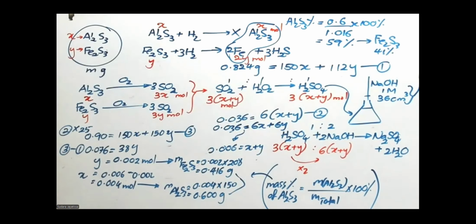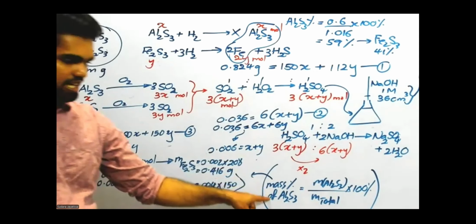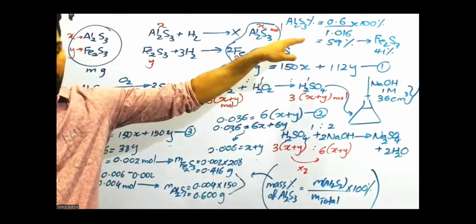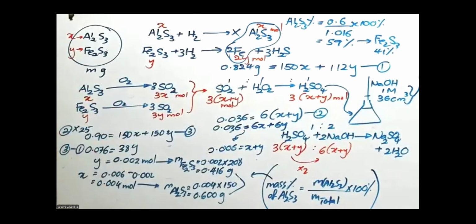Then since they are asking for the mass percentages, we need the masses of them, and then apply like this. I did the simplification here. You will get 59% for the aluminum sulfide mass percentage and 41% for the ferric sulfide mass percentage. So that's the method. I hope it is clear.